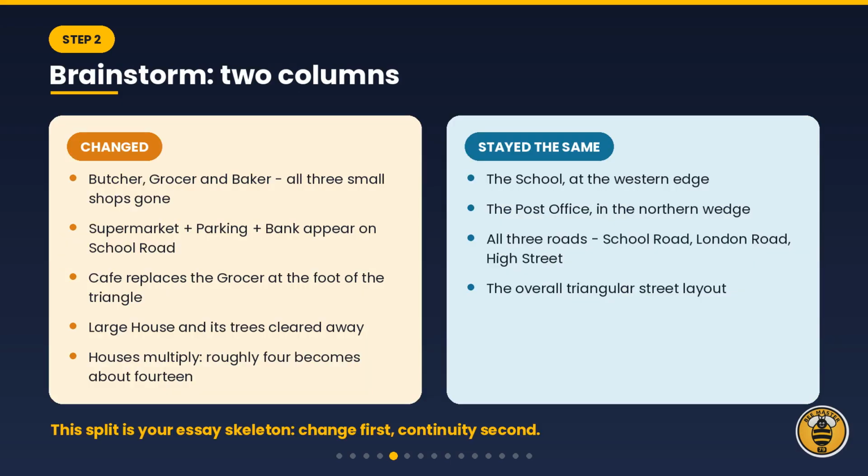Now the brainstorm. On the left, everything that changed. All 3 small shops disappeared. The butcher, the grocer and the baker. A supermarket, a parking area and a bank appeared on School Road. A cafe took over the site of the grocer. The large house and its trees were cleared away, and the number of houses grew from roughly 4 to about 14. On the right, everything that stayed, the school, the post office, all 3 roads, and the whole triangular street layout. This 2-column split is your essay skeleton.